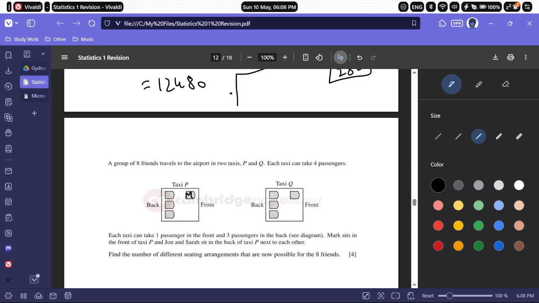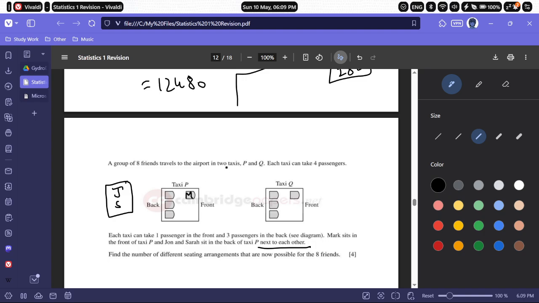So Mark will be fixed over here no matter what because they tell you that Mark sits there, right? And then John and Sarah sit in the back of taxi P, next to each other. So that's important. Again, they're telling you next to each other, right? So you have to think about making a box. So John and Sarah, they're sort of like in a box. They're stuck together. Now find the number of different seating arrangements that are now possible for the 8 friends.